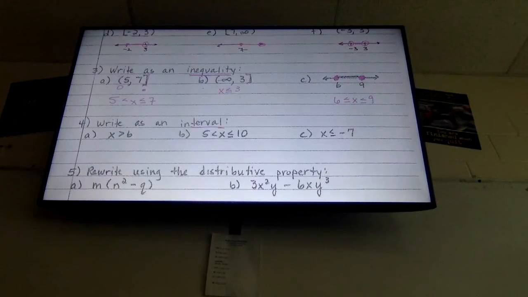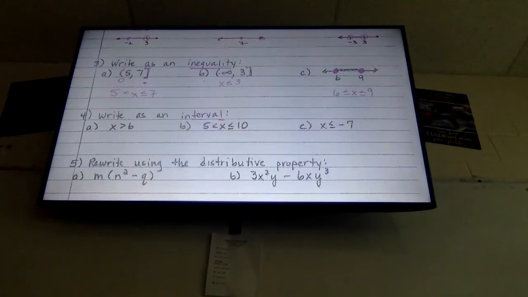Okay, now we're going backwards and we're going to write these as intervals, and I gave them to you as inequalities. Do you feel equipped to try it on your own, or do you want me to walk through the first one? Okay, you got it. Okay. Go. I want you to write these in interval notation.